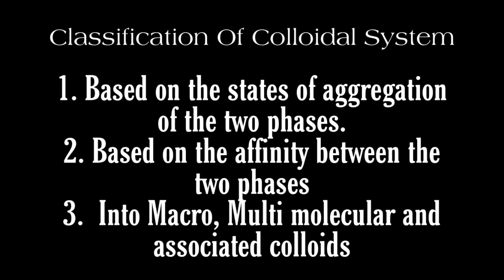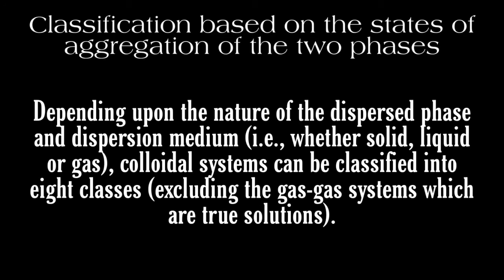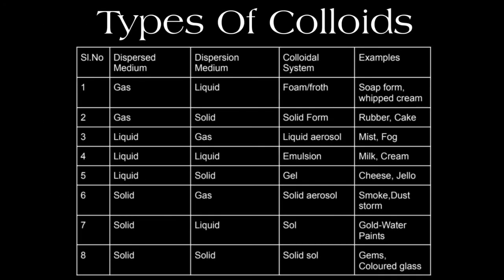Now let's learn about the classifications of the colloidal system. Taking the nature of the interaction between the phases and the molecular nature, colloids are classified into three as shown. Now let's take a look at each. The first one is the classification based on the states of aggregation of the two phases. Here, based on the three main states of the phases, we have 8 possible permutations. Here, we can see the 8 possible permutations of colloids with the above mentioned classification method. We can see the gas-gas system is excluded since it's a true solution.